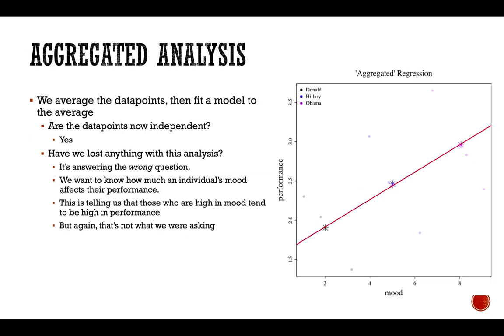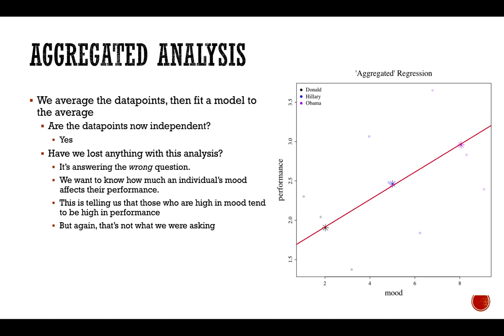This is what we call the disaggregated analysis. Here is the aggregated analysis. What we do is we average the data points, then fit the model to the average. So we have reduced our degrees of freedom here. In this example, we had 369 data points. We've taken it down to 3. And so we are no longer inflating type 1 error rates, because we've reduced our sample size.